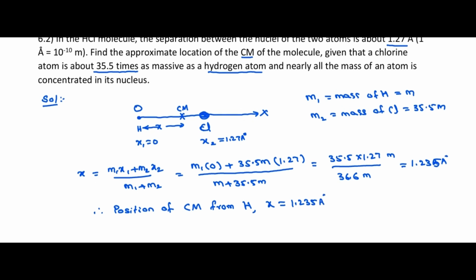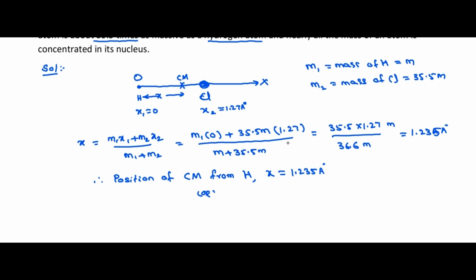Otherwise we can write the answer as position of center of mass from chlorine, that is 1.27 minus x, that is equal to 1.27 minus 1.235, that is nearly equal to 0.035 angstroms. Any one thing we can write.